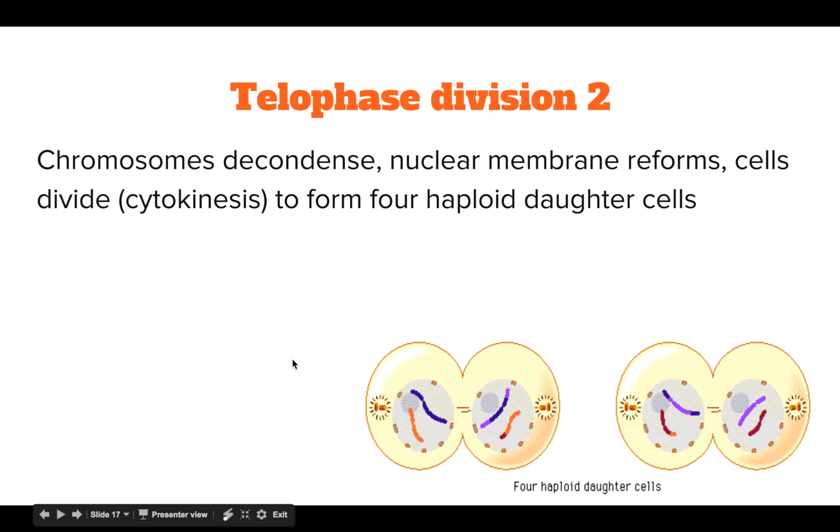And then telophase, chromosomes decondense, nuclear membrane reforms, cell divides, cytokinesis occurs, and then two daughter cells that are not genetically identical appear, and in the end, there's a total of 4 daughter cells that are genetically different.